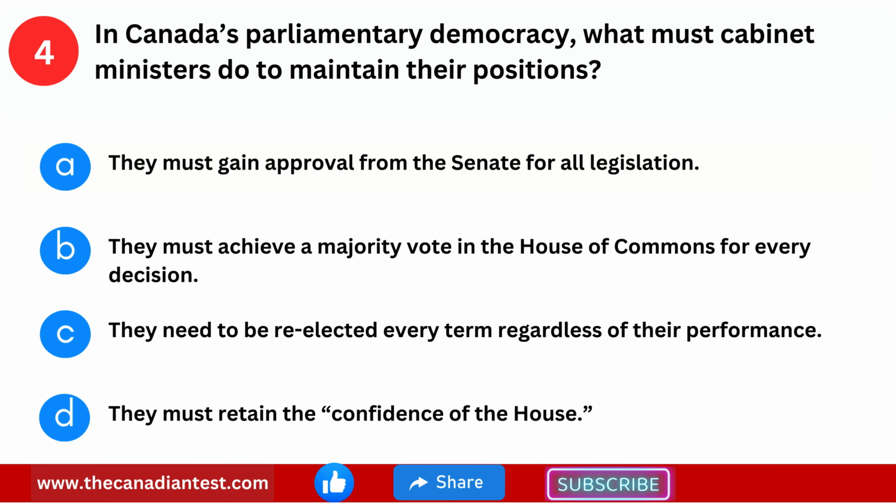In Canada's parliamentary democracy, what must cabinet ministers do to maintain their positions? Option A. They must gain approval from the Senate for all legislation. Option B. They must achieve a majority vote in the House of Commons for every decision. Option C. They need to be re-elected every term regardless of their performance. Option D. They must retain the confidence of the House.